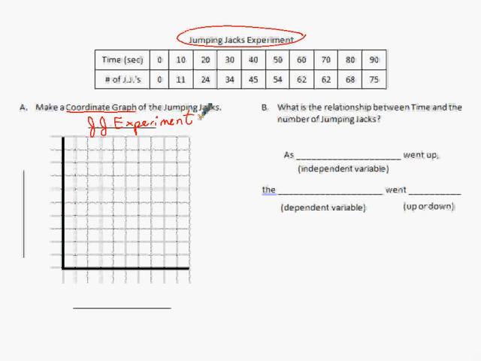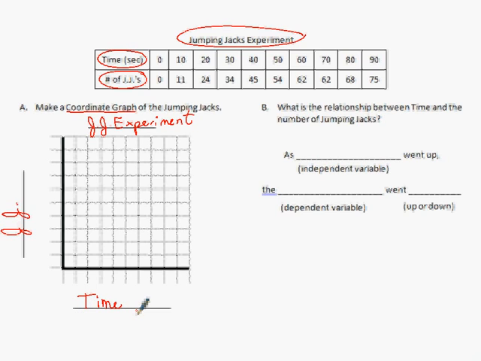Now, our variables come from here. Time and number of jumping jacks. So, we got to think about it. Which one changes the other one? Does time change the jumping jacks, or does jumping jacks change time? Well, that last one didn't make much sense. Doing jumping jacks does not change how fast time goes. So time changes the jumping jacks. And here's a hint. Time is always, always, always on the bottom.